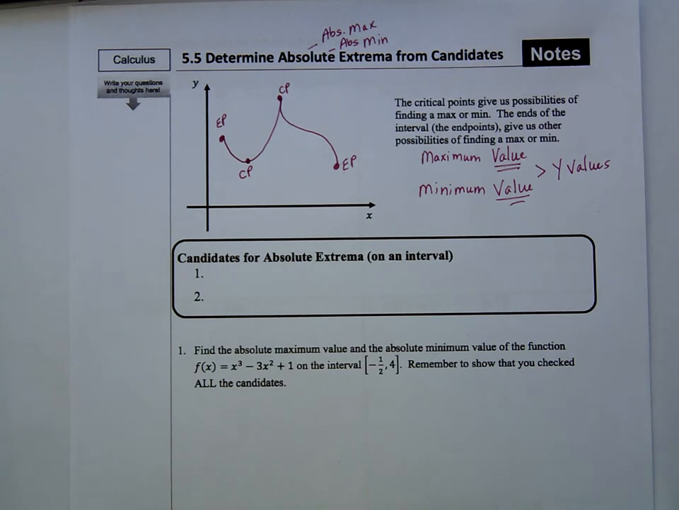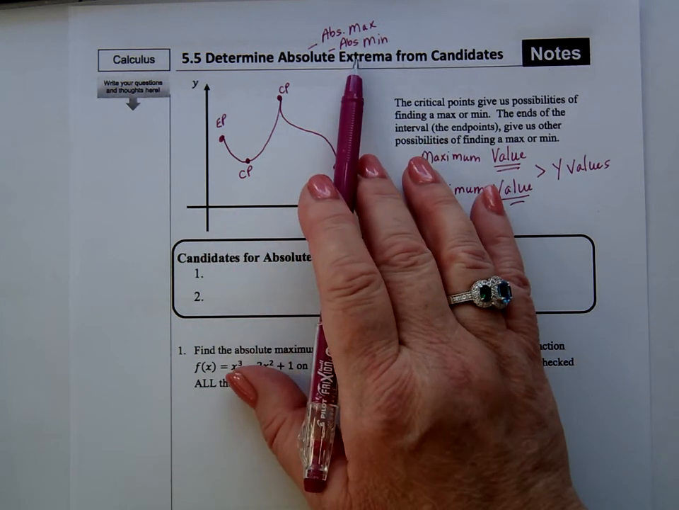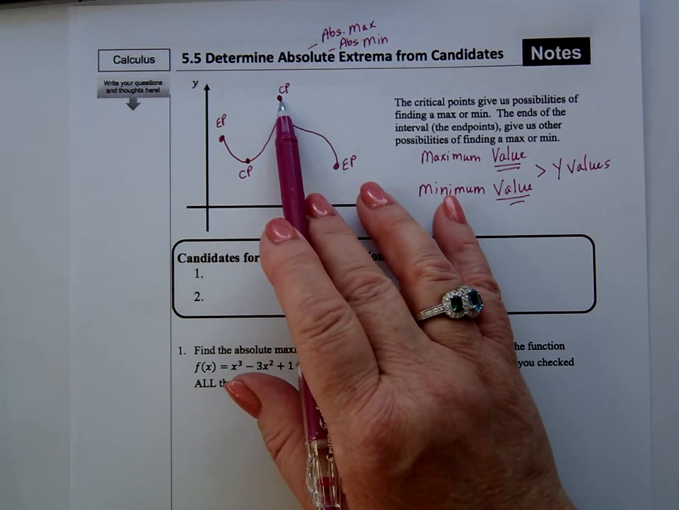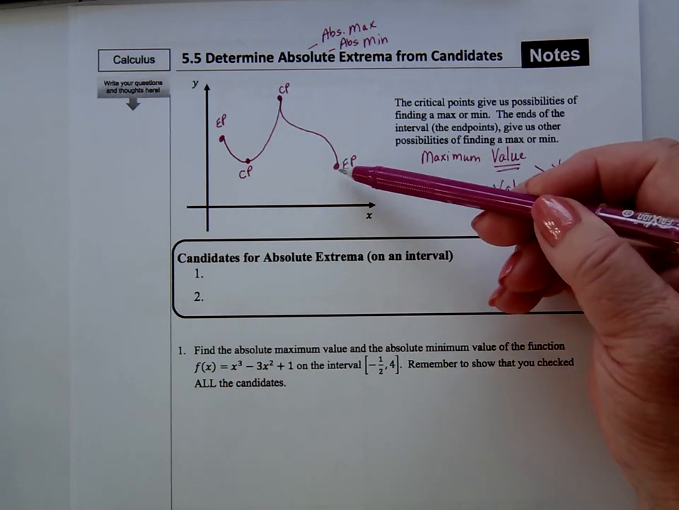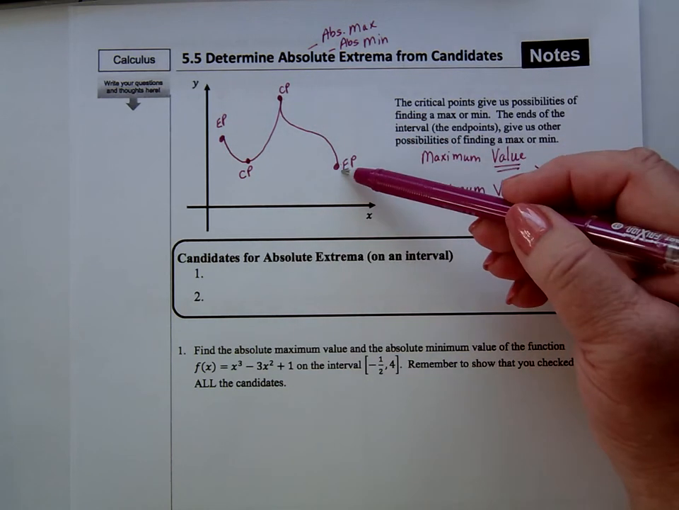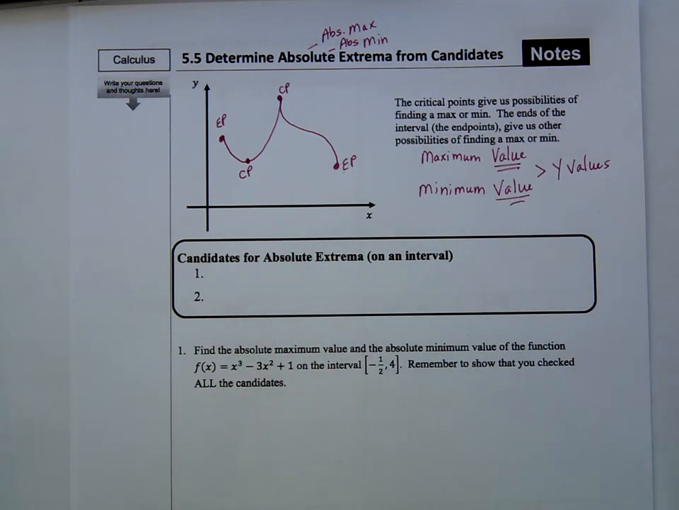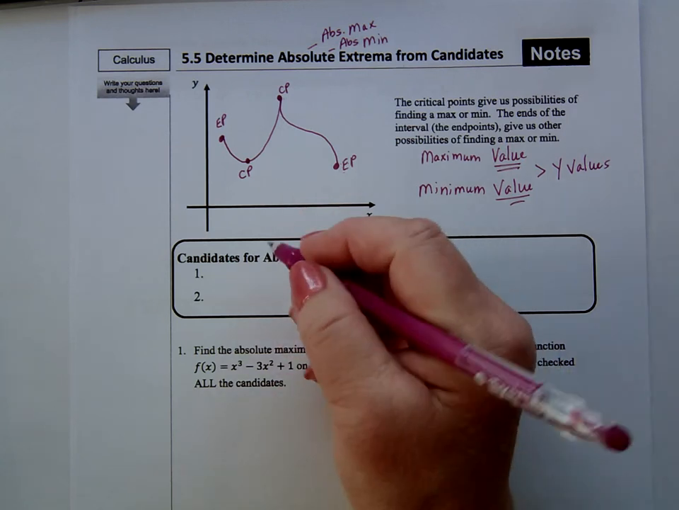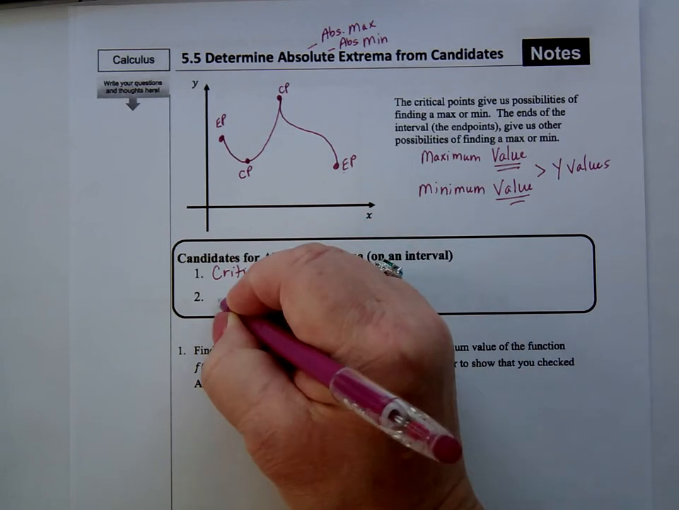So if I look at the picture that I've got here, the absolute maximum value would be this point up here at the critical point. That's the highest point of all. But the lowest, absolute minimum, would be this point over here because it's the lowest overall. So one of them happened at a critical point and one of them happened at an endpoint. And that can be the case with these things. Your maximum and minimum values are going to happen either at a critical point or an endpoint. So candidates for the absolute extrema on an interval are either going to be critical points or endpoints.